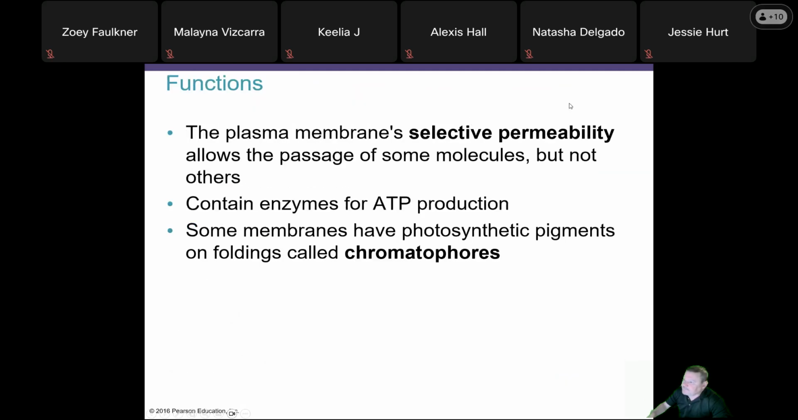So selective permeability, just like we saw with the human cell, allows some molecules in and not others. It allows some molecules out and not others. We have enzymes for ATP production, just like we saw in the human cell. But some of these have photosynthetic pigments, and we'll look at those cyanobacteria later. We'll talk more about photosynthesis and bacteria. But these have chromatophores that act as pigments that capture light. And again, they can use that light for energy.